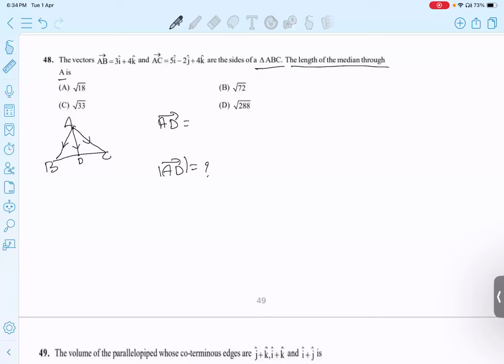Remember students, whenever they have asked for the median passing through a particular point, suppose they have asked for the median passing through the point B, then if I call the foot M, you would have written it as the BM vector. And now they have asked for this.